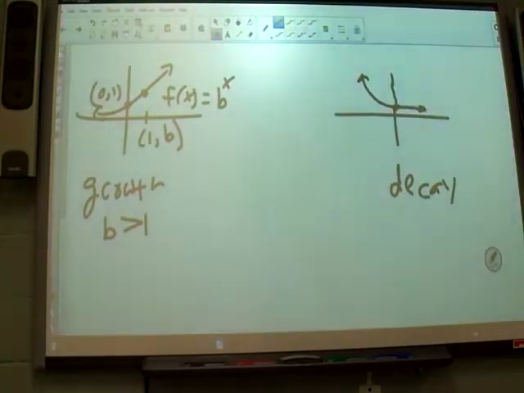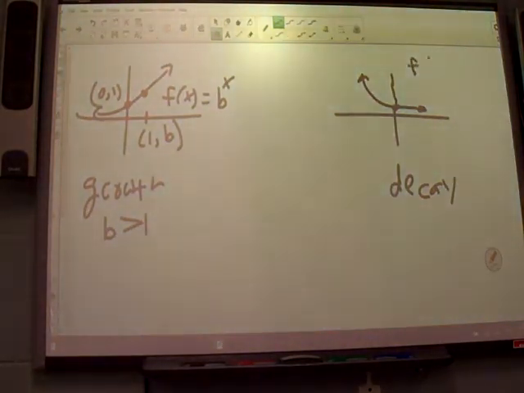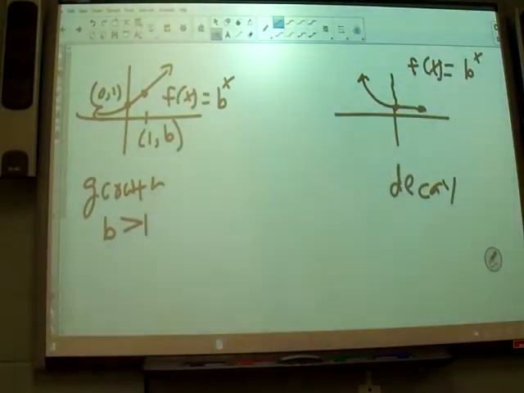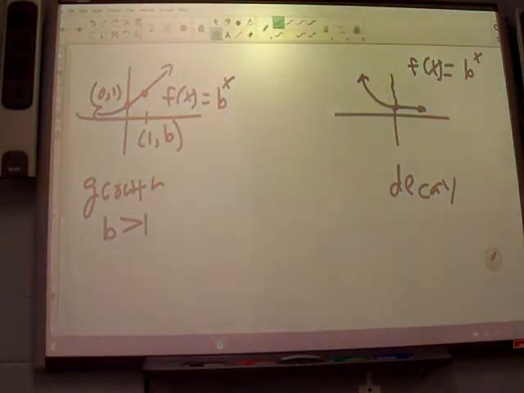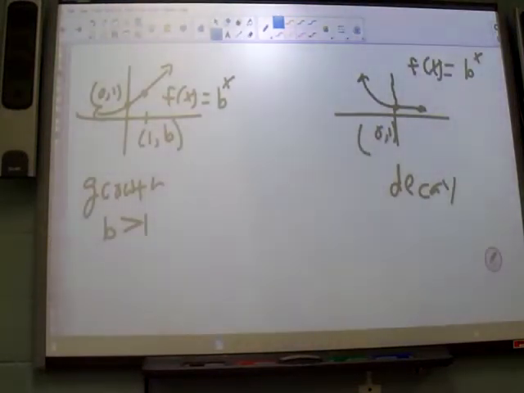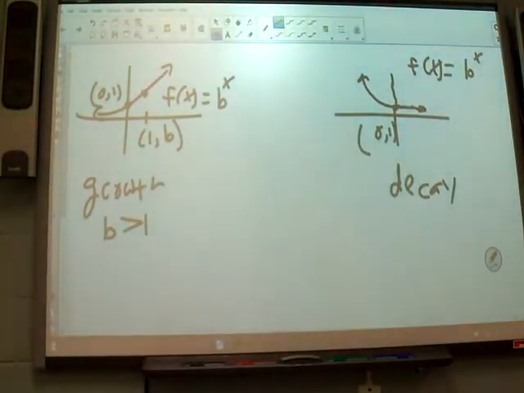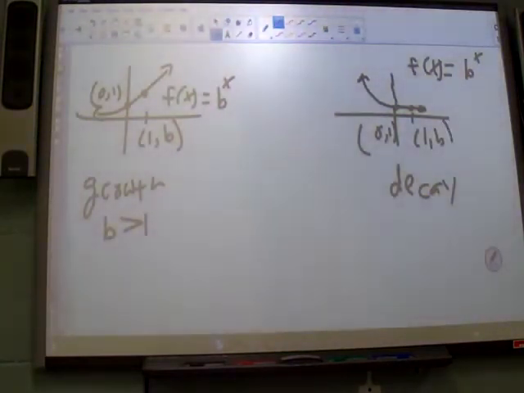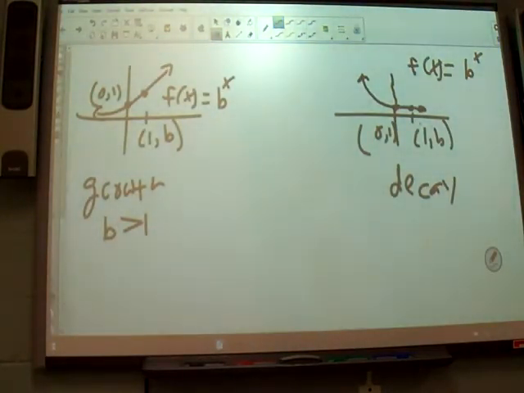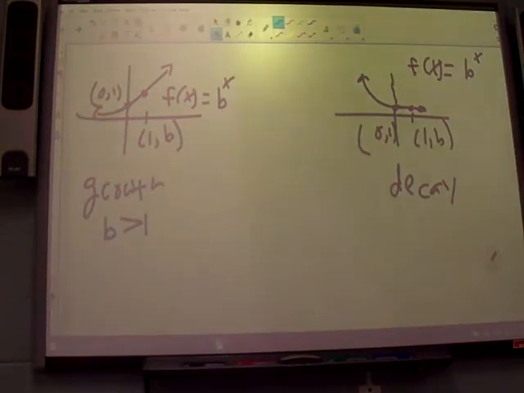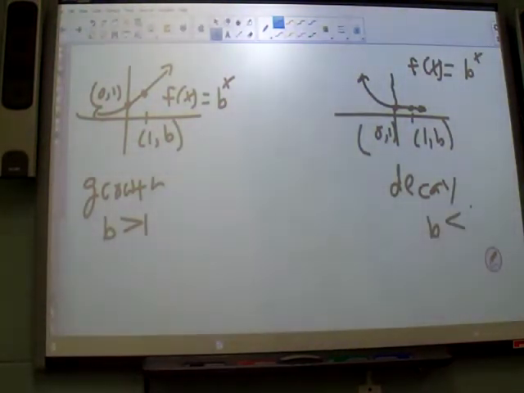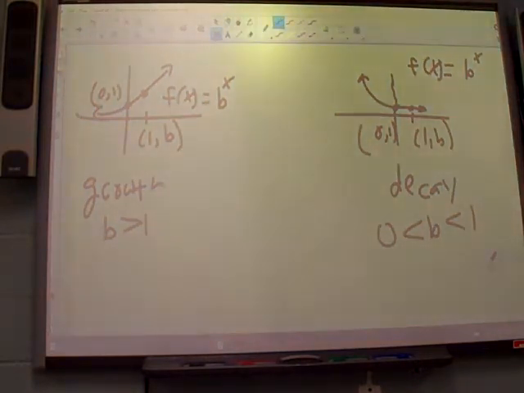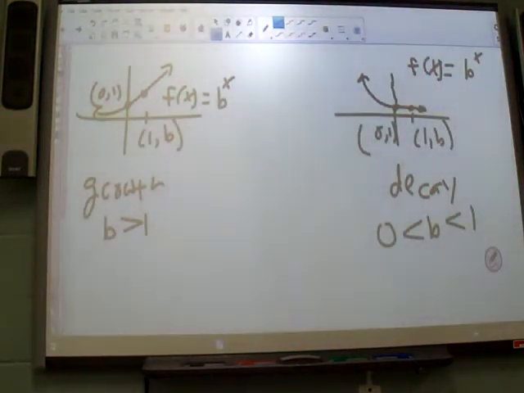So over on the decay, this one, f of x is equal to b to the x, so it's the same thing. It also goes through that point there, 0, 1, as its parent function. And then it's going to go through 1, b, just like the other one. But this one, to tell it's a decay, b will be less than 1, but it'll also have to be greater than 0. So what number is between 0 and 1?